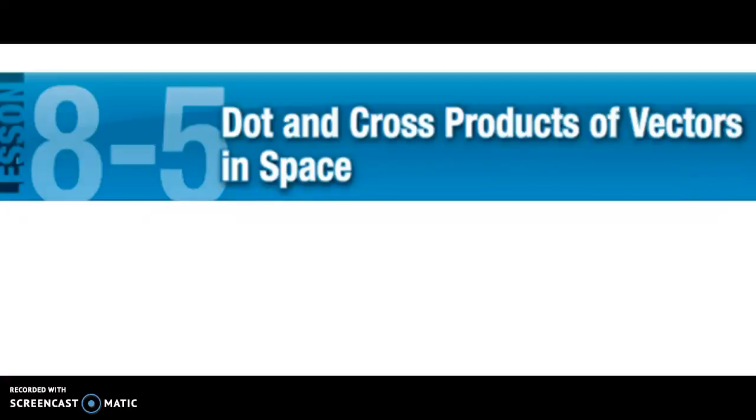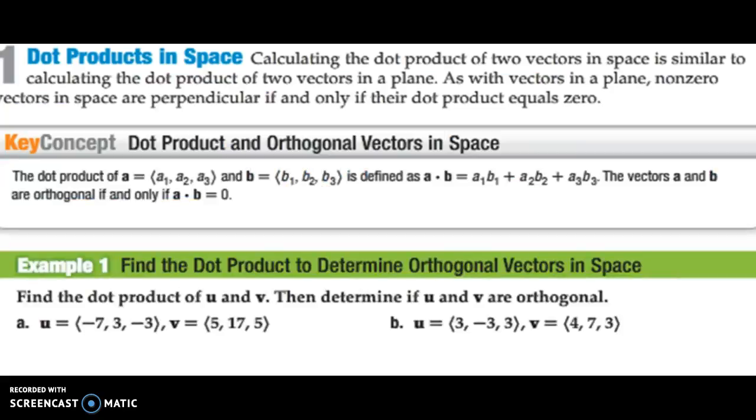Today we're going to be talking about dot and cross products of vectors in three-dimensional spaces. So first, we're going to look at the dot product and orthogonal vectors in space. Remember how we found the dot product: we took the first components, multiplied them together, then added that to the product of the second components. And now for 3D, we're just going to take the third components, multiply them together, and add it all up.